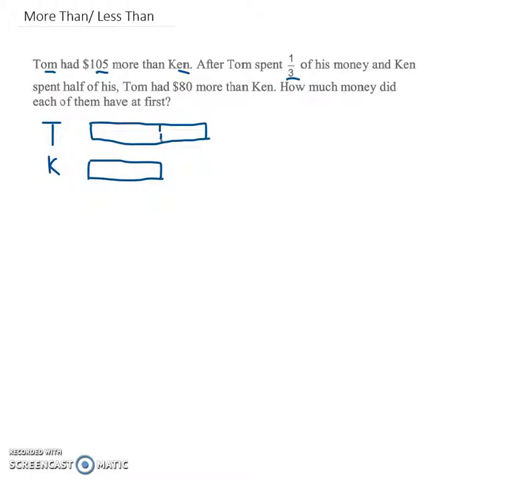So Tom had 105 more than Ken. So these two parts are the same. This and this are the same. So this is 1 unit. This is 1 unit. Now, if you do not understand this, pause the video and ask for my help, alright? Because the rest of the question, the solution will depend on this model, and you need to understand that this part is the same. These two parts are the same, and this is actually 105 more than this.